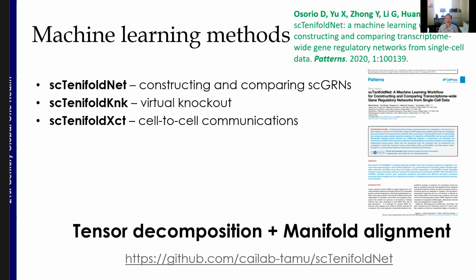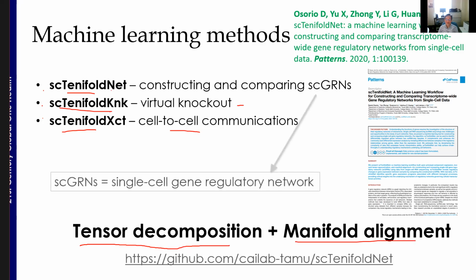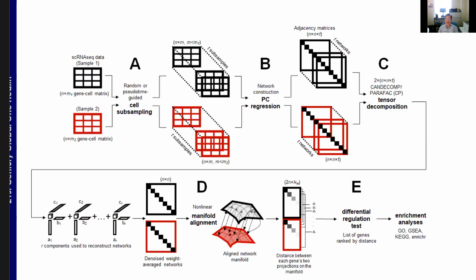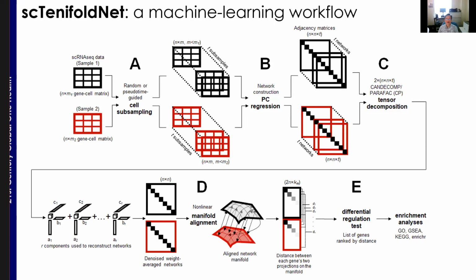Okay, so we developed a lot of machine learning tools, and there are some examples of this, the so-called scTenifoldNet, used to construct and compare single cell gene regulatory networks. You can do virtual knockout, you can study cell-to-cell communications, and look at their similar names because they are based on tensor decomposition and manifold alignment, so that's why I gave them similar names. And this scGRN is for single cell gene regulatory network. And this is the so-called scTenifoldNet.